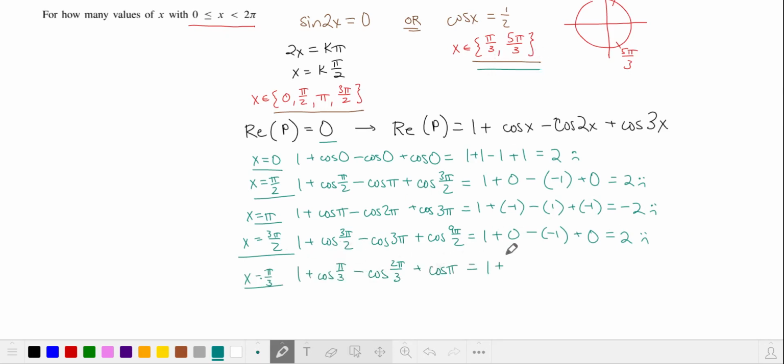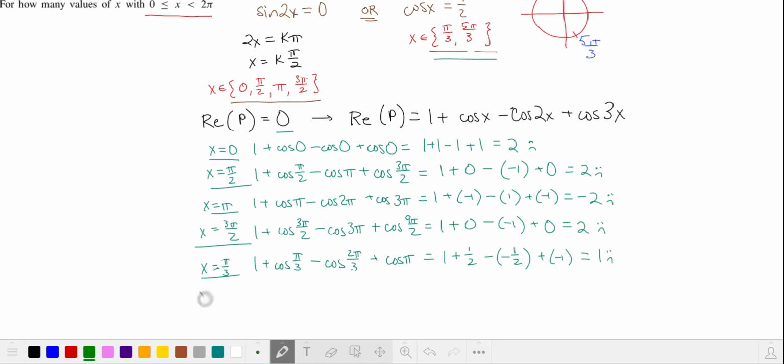Let's try this other side where x is equal to pi over 3 and 5 pi over 3. Cosine at pi over 3 is 1/2. Cosine at 2 pi over 3 is -1/2, so subtracting -1/2, and then this is -1, and so is the sum. Let's try our last solution, 5 pi over 3. Cosine of 5 pi over 3 is 1/2. Cosine of 10 pi over 3 is the same as the cosine of 4 pi over 3, so that's minus -1/2, and then this cosine is -1, and this is equal to 1.